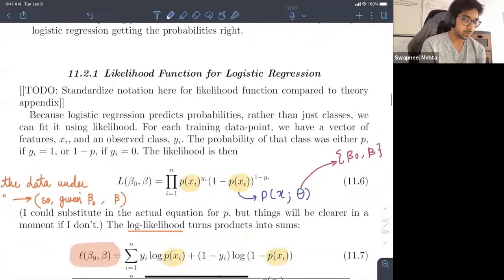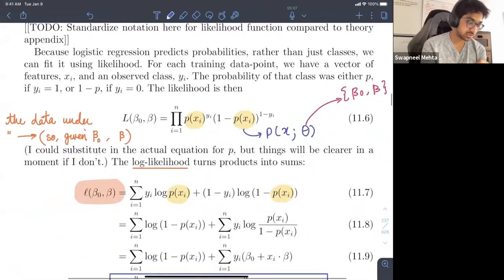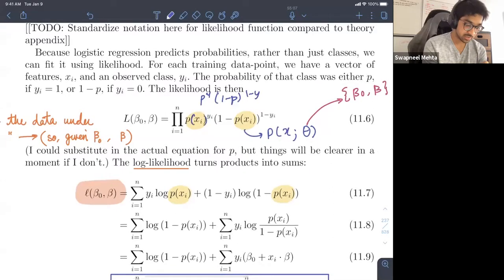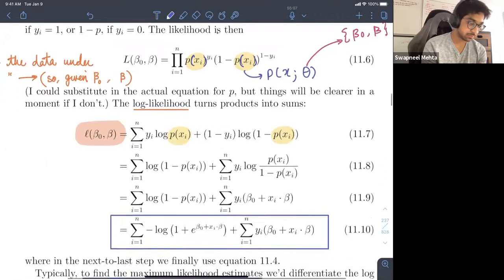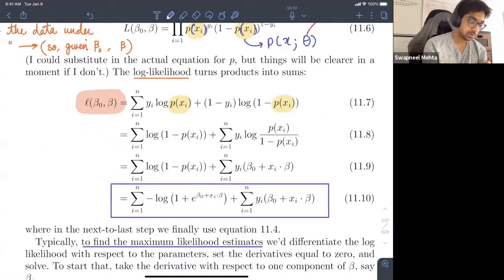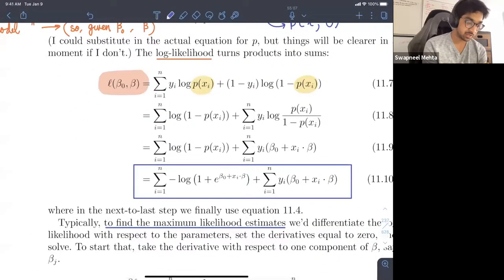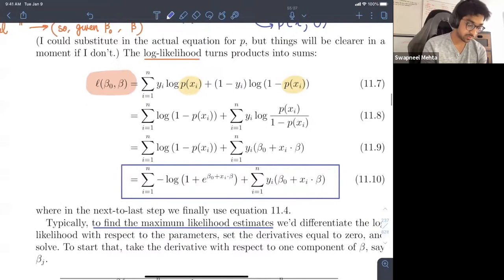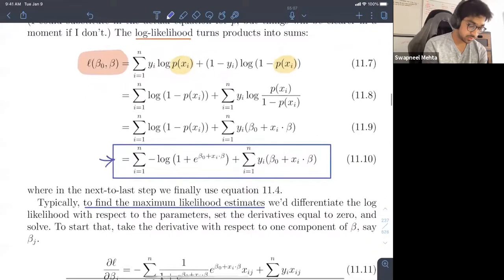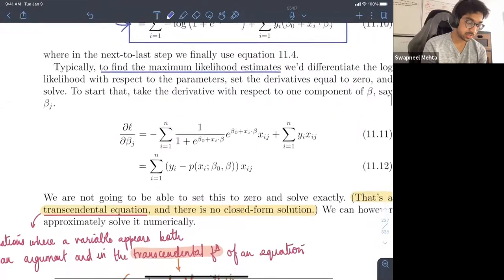Okay, so the likelihood function that we discussed: if p is a function of x, then p raised to y times 1 minus p raised to 1 minus y reduces to this thing, p of x now, as opposed to just p. And it's really p of x and theta, where theta is beta naught and beta, but they abstract that away for you. If you take the log likelihood, it turns into this form, which if you substitute the value of p of x, you obtain this final form. Nothing much to say about that.